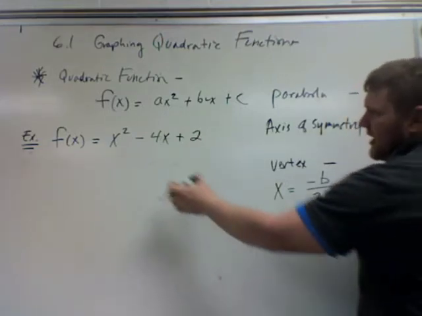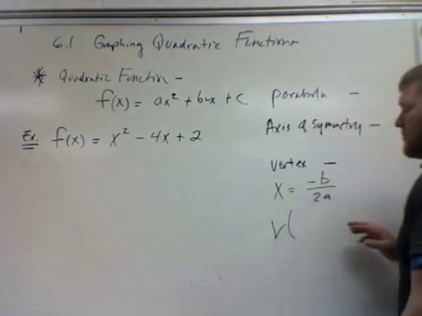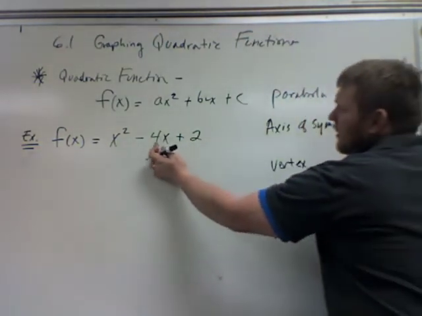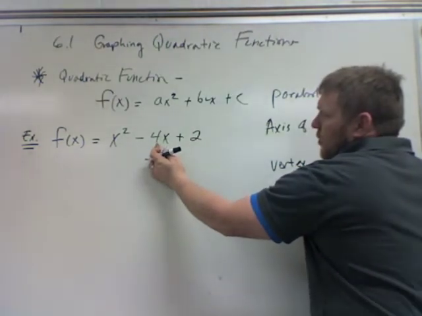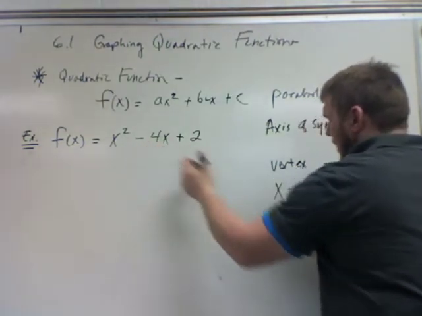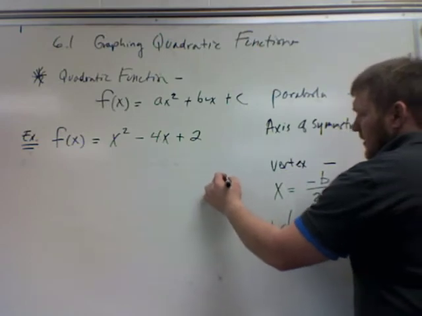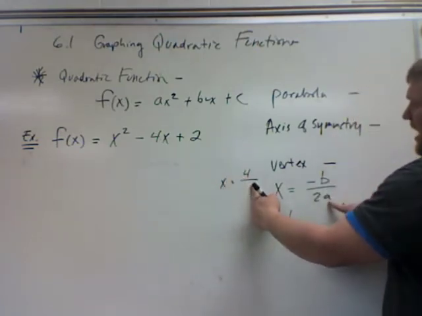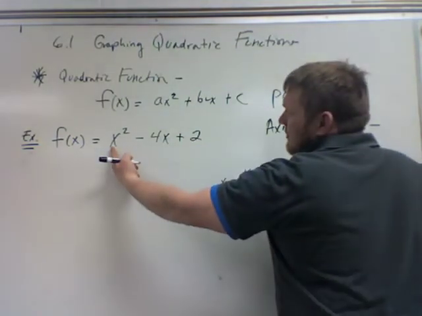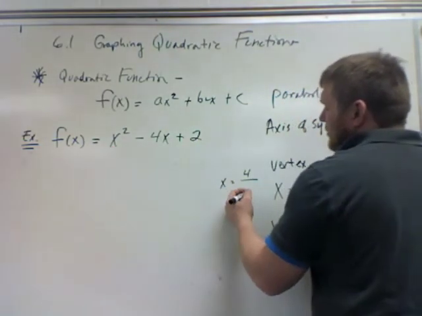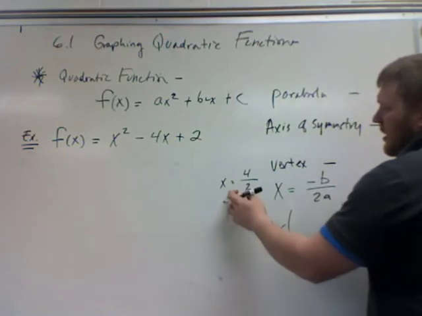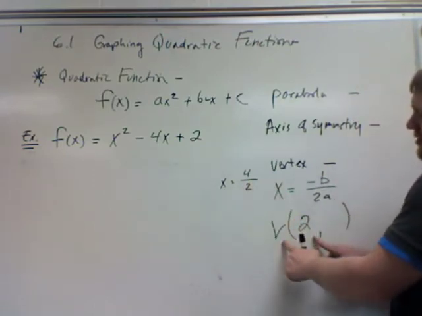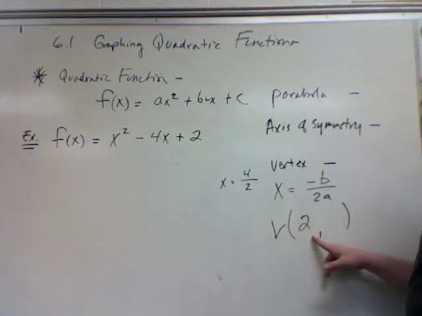So in this particular case, if I'm trying to find that x value of the vertex, I take the opposite of negative 4, which is positive 4, over 2 times a. Well, in this particular case, my a is 1, so 2 times a is just 2. When I simplify that, I just get 2. So my x value of my vertex is 2.